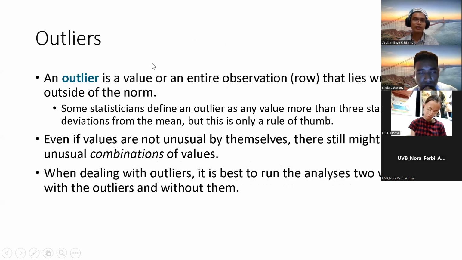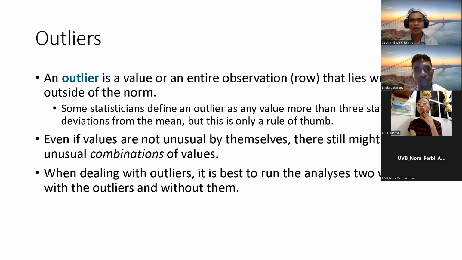And then we also have the outlier. Maybe some of you are unfamiliar with this term. An outlier is one or two values that are out of the norm. If you have specific data with the mean and the standard deviation, maybe you can find one or two data points that are outside or far from the mean and standard deviation. We call that an outlier. Outlier is sometimes kind of an unusual combination.